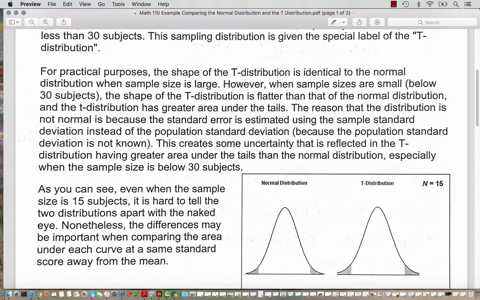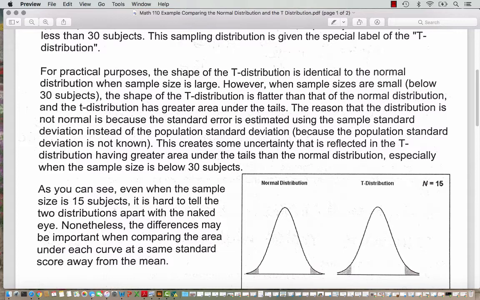For practical purposes, the shape of the t-distribution is identical to the normal distribution when the sample size is large. However, when the sample sizes are small, below 30 subjects, the shape of the t-distribution is flatter than that of the normal distribution, and the t-distribution has greater area under the tails. The reason that the distribution is not normal is because the standard error is estimated using the sample standard deviation instead of the population standard deviation, and that's because the population standard deviation is not known. This creates some uncertainty that is reflected in the t-distribution having greater area under the tails than the normal distribution, especially when the sample size is below 30 subjects.